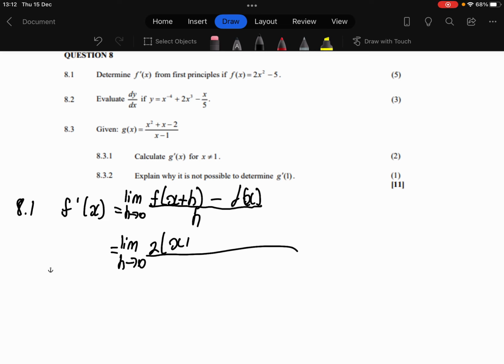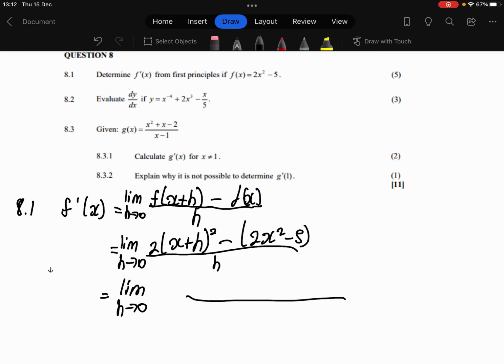So 2 into x plus h, and the x is squared, so we're going to square that bracket, minus f of x, which represents the entire equation, so we're just going to simply put the entire equation down, all over h. Okay, it's important to bring the limit h to 0 down in every step you do until you actually substitute 0 within the equation.